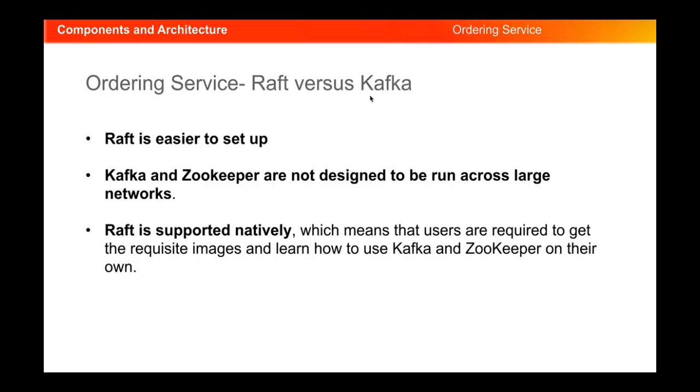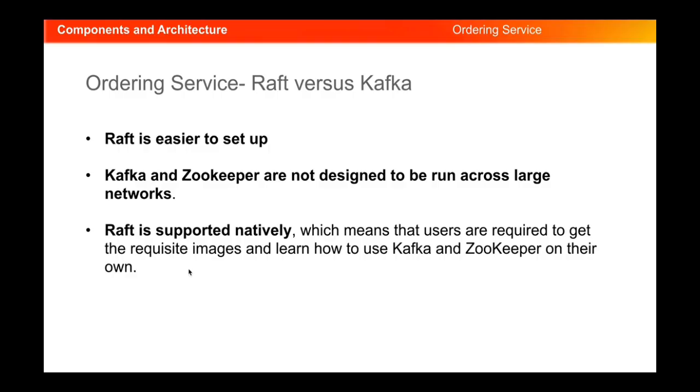Now, as we have mentioned before, we have Solo, Kafka and Raft. Solo is mainly for testing purposes, where you have only one orderer node. The main competition comes between Raft and Kafka for a production-level network. Now let us see which one is better or which one is more supported in Hyperledger Fabric. Raft is easier to set up. Kafka and Zookeeper are not designed to be run across large networks. Raft is supported natively, whereas with Kafka, users are required to get the requisite images and learn how to use Kafka and Zookeeper on their own.